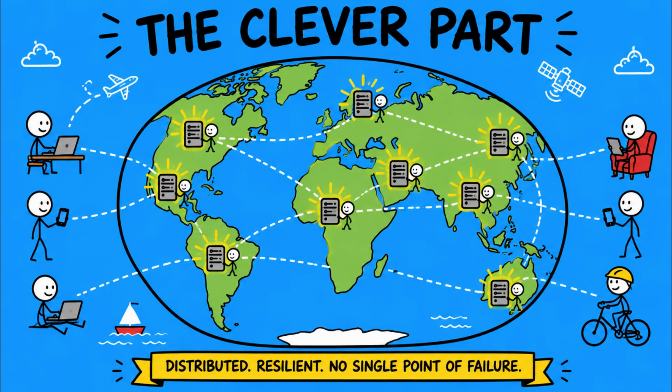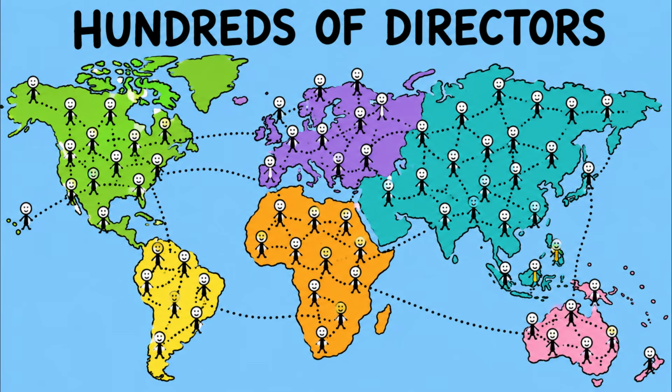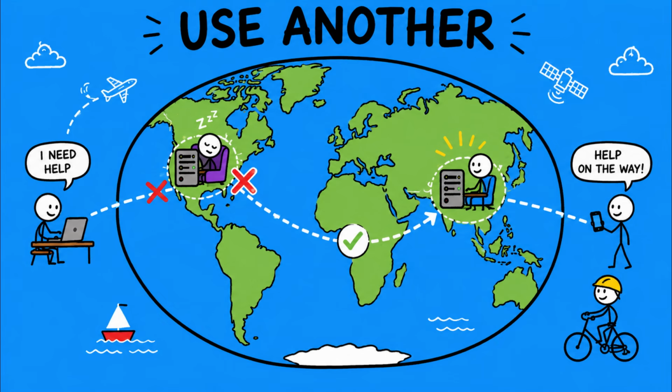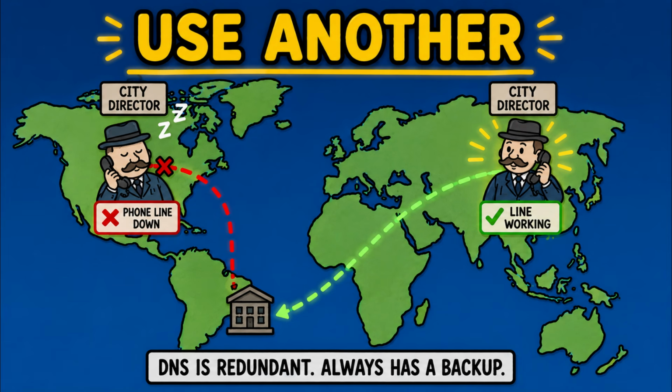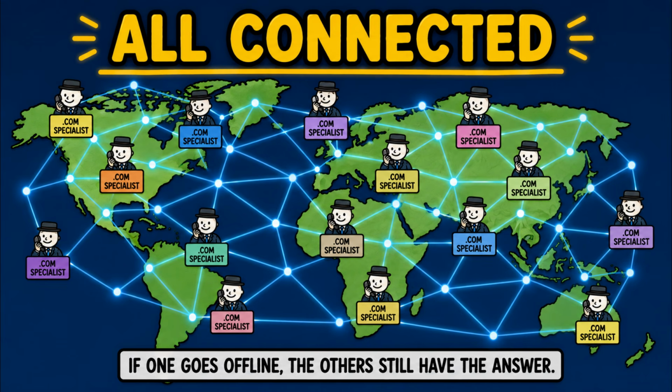Now here's the really clever part. This system doesn't have a single failure point. There's not one city director. There are hundreds. They're spread across different continents. If one is asleep, another is awake. If one's phone line is down, use another. There's not one .com specialist. There are thousands. They're all connected. If one goes offline, the others still have the information.